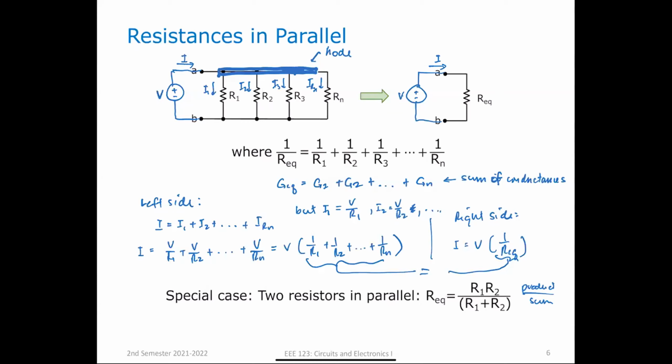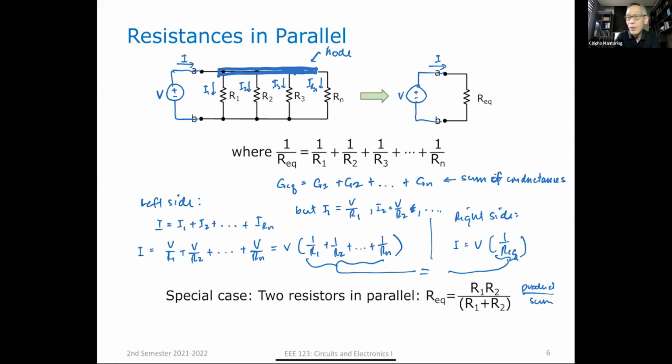If you have two equal resistors in parallel, then the equivalent resistance is just the resistor divided by 2. If you have three equal resistors in parallel, the equivalent resistance will be the resistance divided by 3, no? And so forth. Okay.